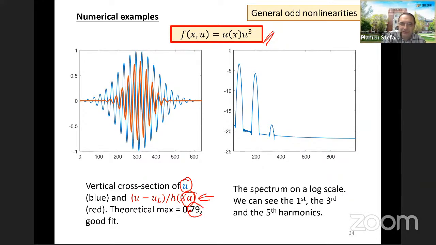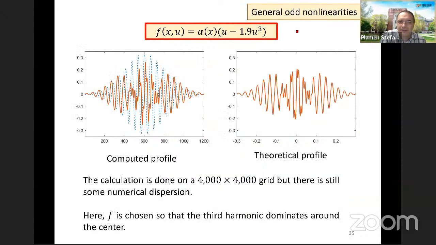The theoretical maximum should be 0.79, and this is quite close here. If you plot the spectrum, you see the first, third and fifth harmonics, but the idea is you can extract everything from that. Now you take a nonlinearity like this. Now you have a linear part plus a cubic part, and I chose the coefficients such that you really see the effect of higher order harmonics, because in the previous case you couldn't see them. This is the theoretical profile, the interesting part, and this is the computed one.